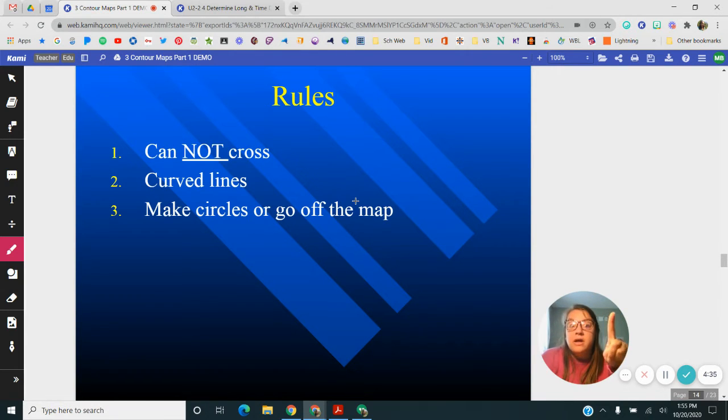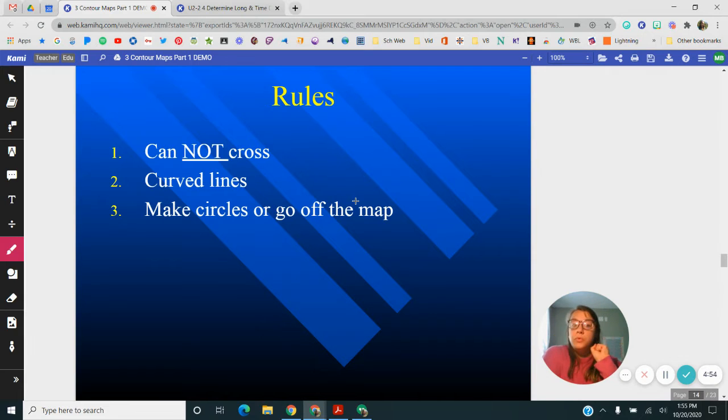So there are 3 major rules. Rule number 1, the lines cannot cross each other. They can get close enough that they touch, but the lines will never crisscross each other. Okay, lines can never cross. They may come close enough to touch, but they cannot cross over each other.